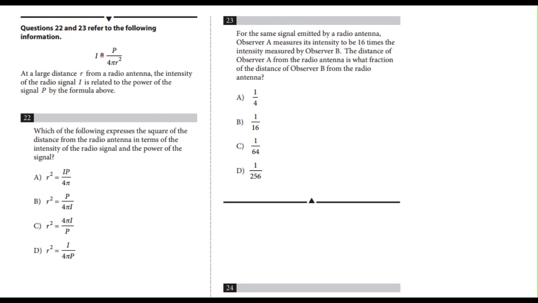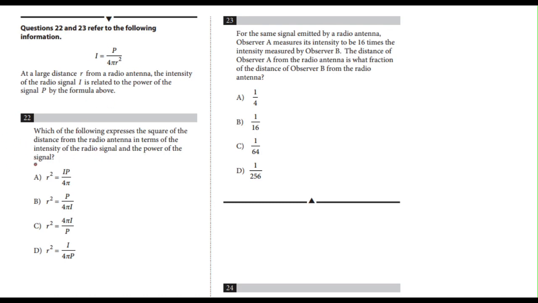At a large distance r from a radio antenna, the intensity of the signal I is related to the power of the signal P by the formula above. Which of the following expresses the square of the distance from the radio antenna in terms of the intensity of the radio signal and the power of the signal?